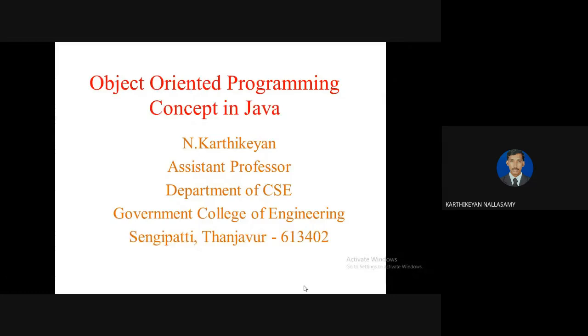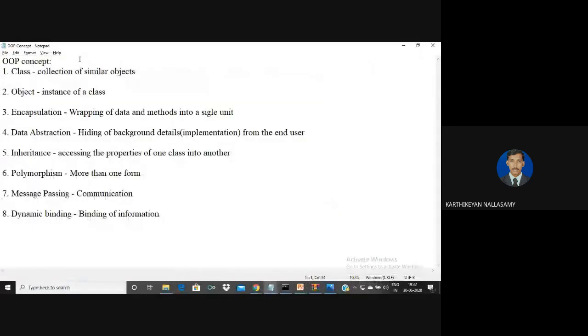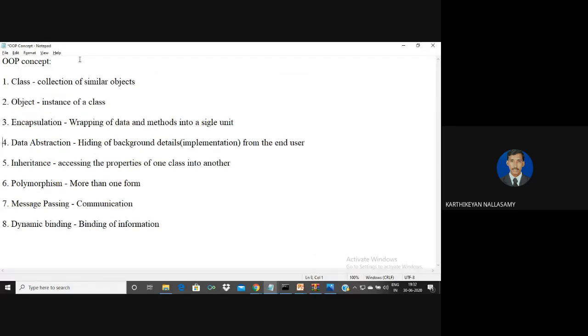Today, I am going to discuss the concept of object-oriented programming concepts in Java. So we know that there are different properties of object-oriented programming. These are some of the elements of OOPS concept. One is a class, second one is an object, third one encapsulation, fourth one data abstraction, fifth one inheritance, sixth one is polymorphism, seventh one is message passing, eighth one is called dynamic binding. So we know that the class is called a collection of similar objects.